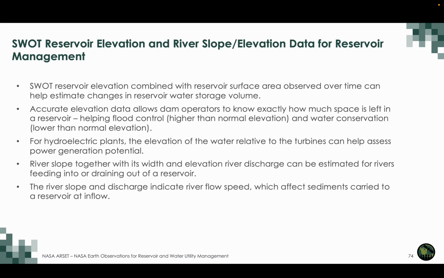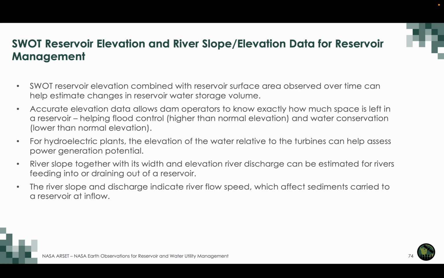SWOT reservoir elevation combined with reservoir surface area observed over time can help estimate changes in reservoir water storage volume. Accurate elevation data allows dam operators to know exactly how much space is left in reservoirs. So if the elevation is higher than normal, it can help in flood control, and if it is lower than normal, then water conservation is required. For hydroelectric plants, the elevation of the water relative to the turbines can help assess power generation potential.